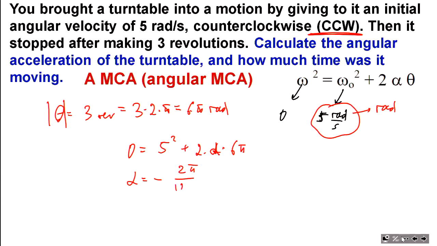And because it decelerates, yeah, we get negative acceleration, which is 25 over 12 times pi. My brain races faster than my hands. And that will be radians per second squared because it's angular acceleration. Any questions?